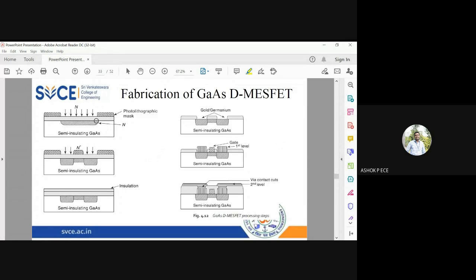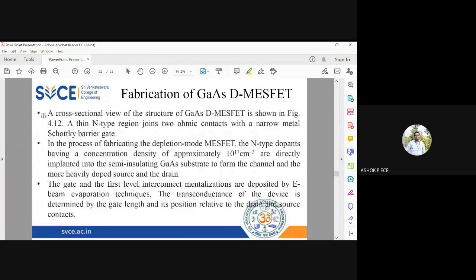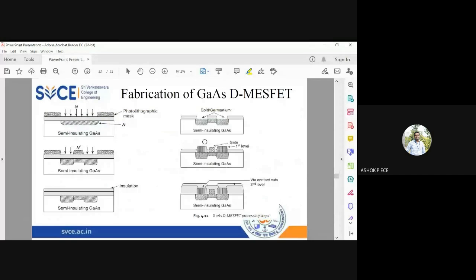So this is a very lengthy process which is going to involve everything. We'll see the text first. So the cross-sectional view of a gallium arsenide D MOSFET, a depletion MOSFET, is shown in the figure. So a thin N-type region joins the two ohmic contacts with a narrow metal Schottky barrier gate. Okay. So this is the thin N plus region which is going to form the metal semiconductor junction.